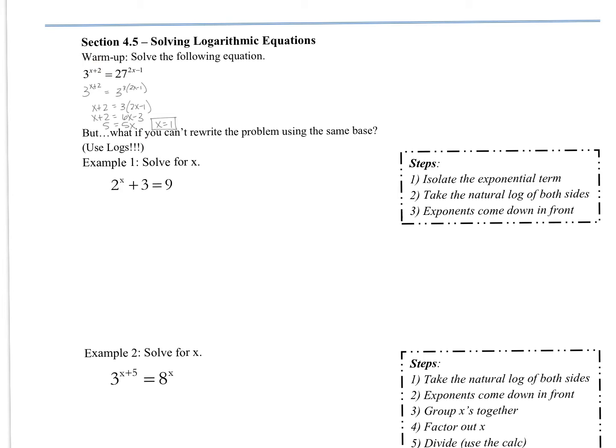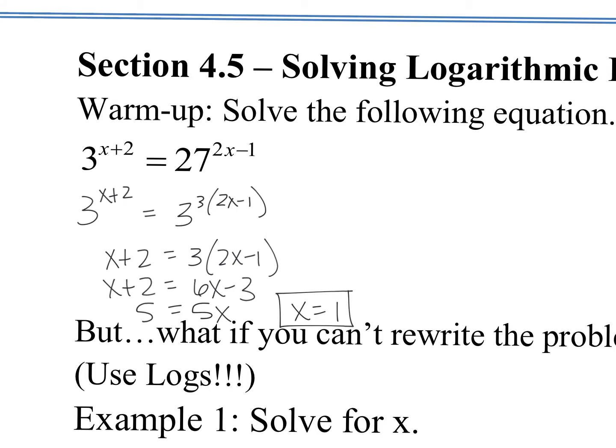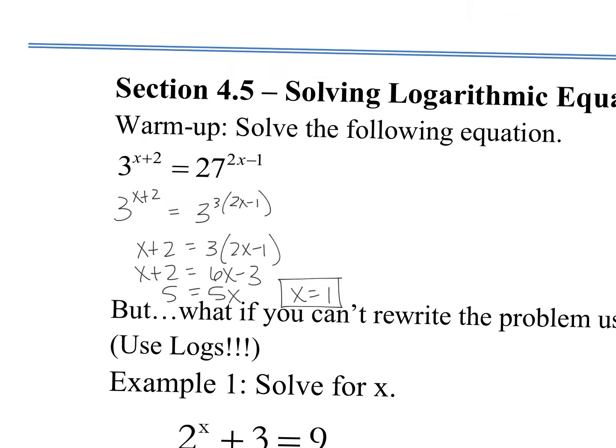I'm going to breeze through this warm-up really quick. Again, this is something that we have already done, and the purpose of these is to rewrite with the same base. This is a 3. This you can write as 3 cubed. Once you do that, your exponents are equal to each other. And so then you just distribute your 3, combine your like terms, and you end up with x equals 1. So really quick review problem.